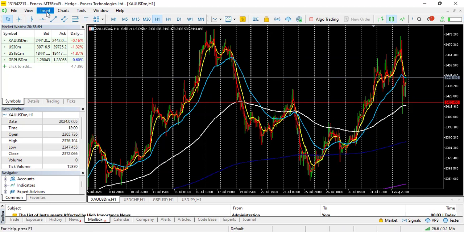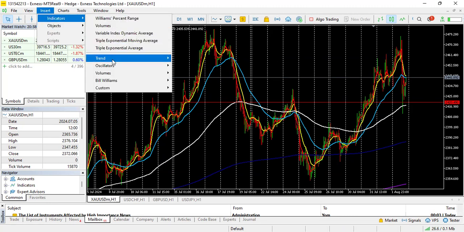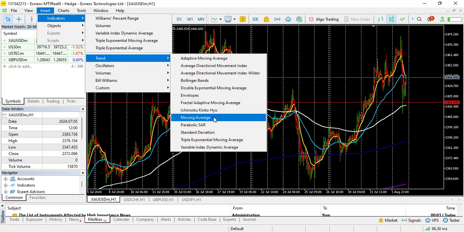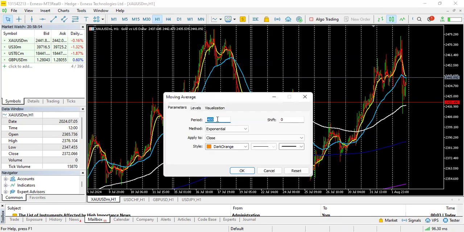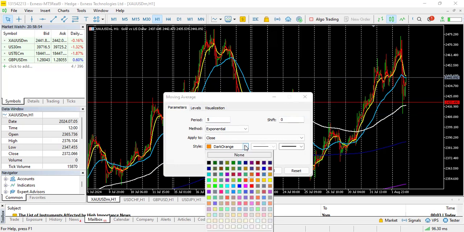How do you install your EMA? I told you that the 5, 13, 50, 200, 800 and 3,200 EMA are the most important things. So you go to insert, then indicators, then trend, then moving average. The first one you start with is 5, and there are specific colors for them. For 5, I use the color red.